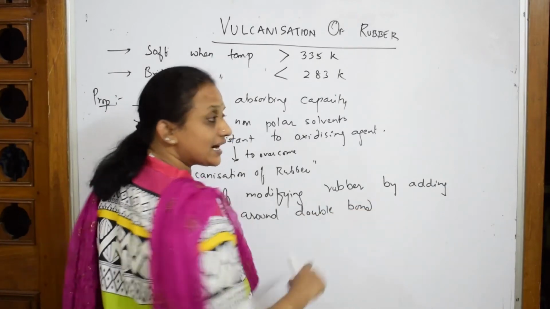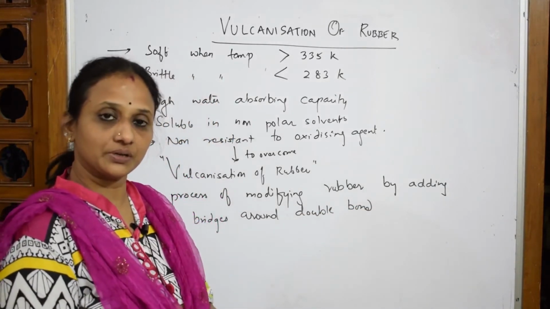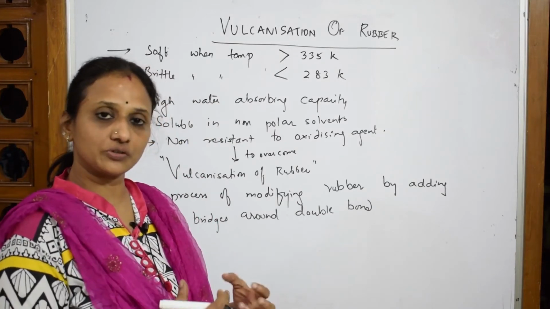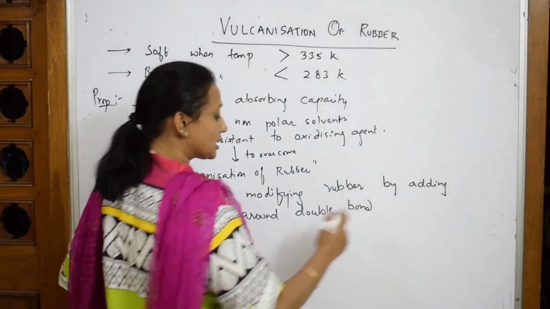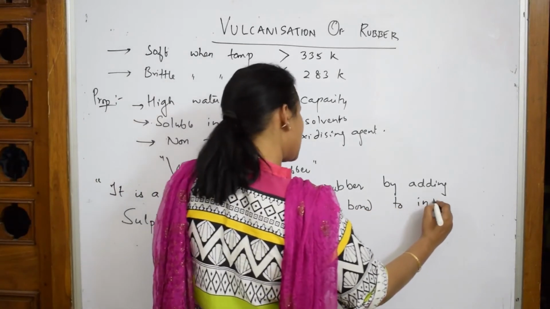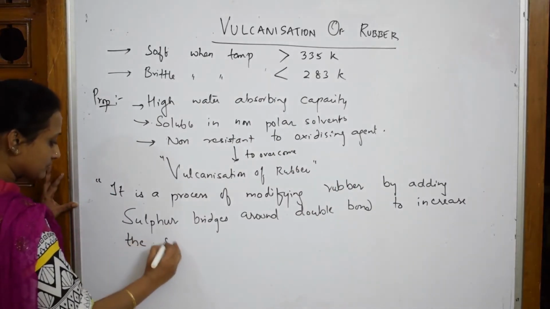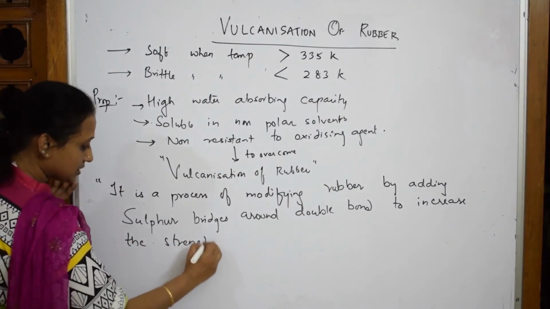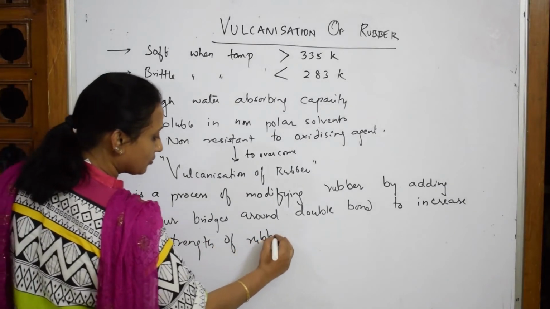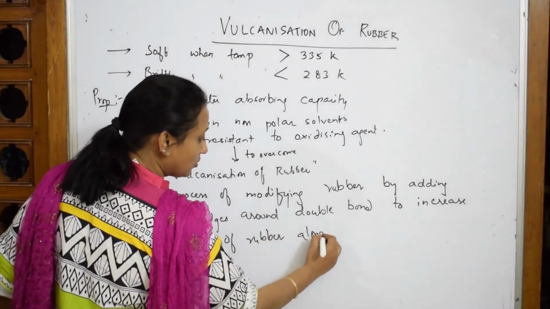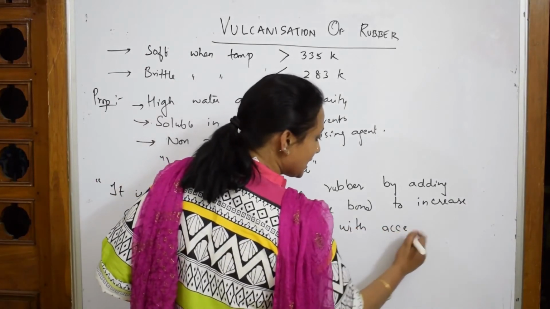to increase. Why are we adding this? To increase its strength. I want that stiffness in that rubber, not too strong, not too soft. I want that flexibility of rubber. So sulfur bridges around double bond to increase the strength of rubber along with accelerators. Okay, I'll give you certain examples.